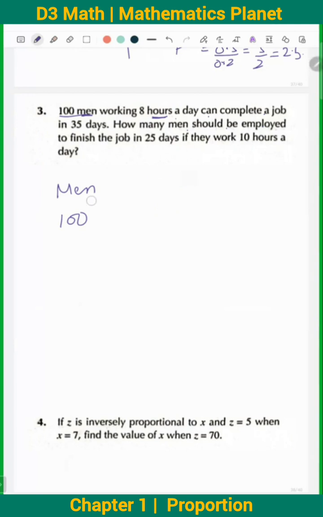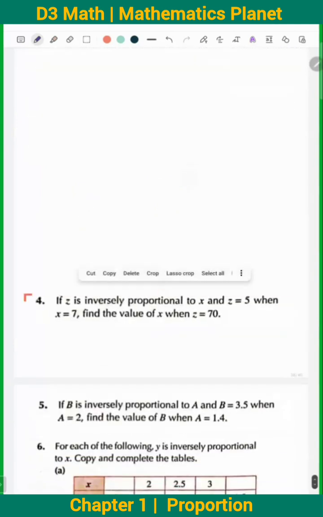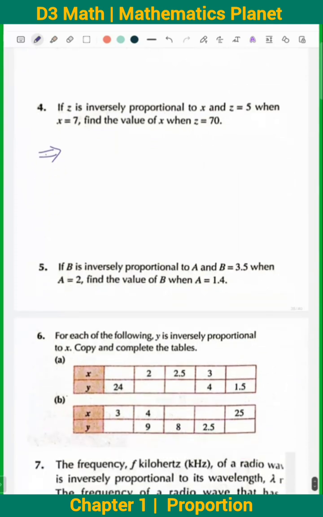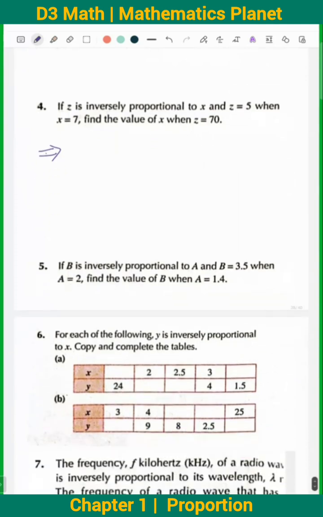Come to question number 4 first. Okay, I think you can do this question yourself. I'm giving you 1 minute to do question number 4. Class, I'm giving you 1 minute to do question number 4.